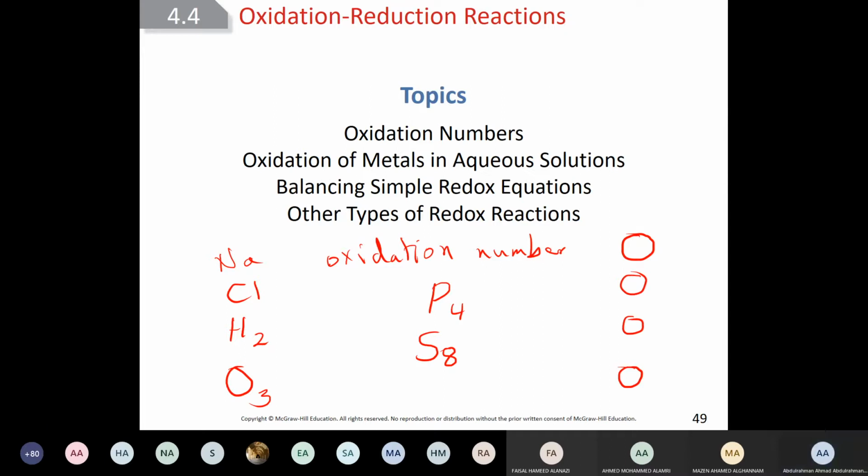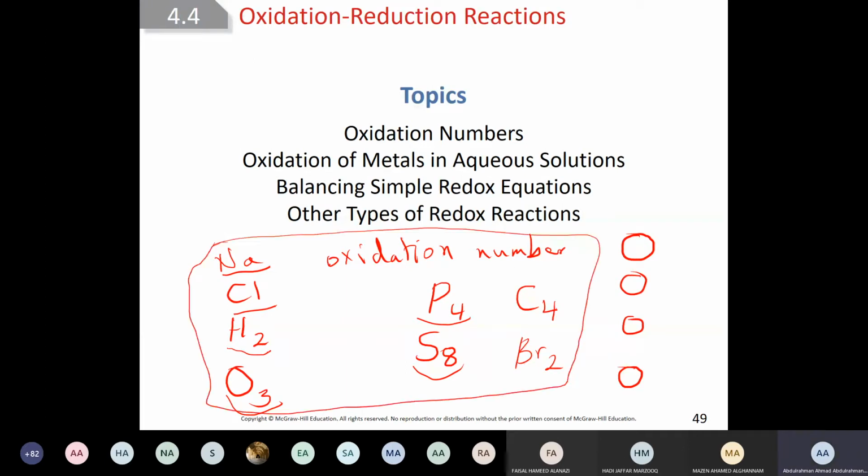Clear? When they are with something else... Whenever you have an element by itself, any element, sodium, chlorine, H2 gas, O3 gas, P4, S8, or anything. I mean, there isn't such a thing, but let's say we have carbon 4 or Br2. What's the oxidation number in all these elements? Zero. Why? Because it's an element by itself.